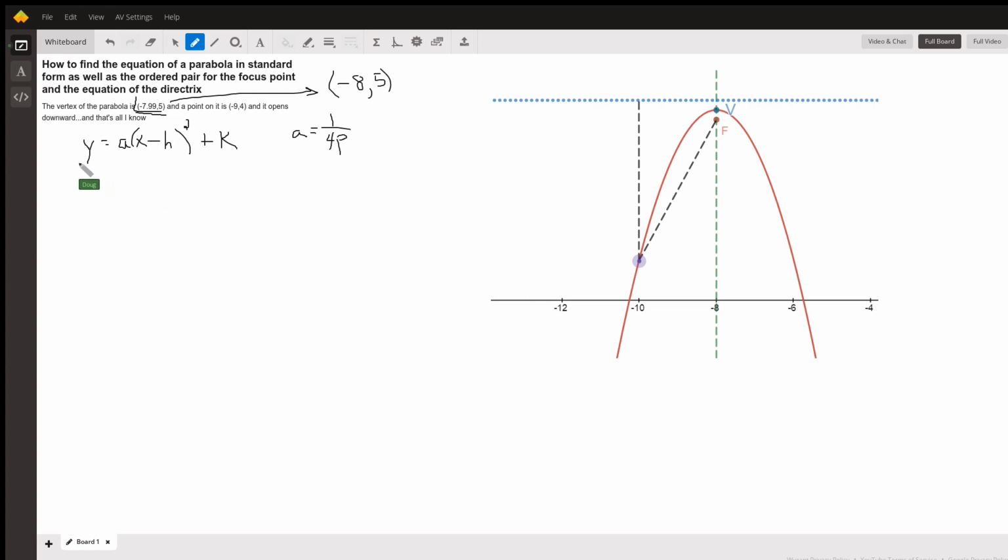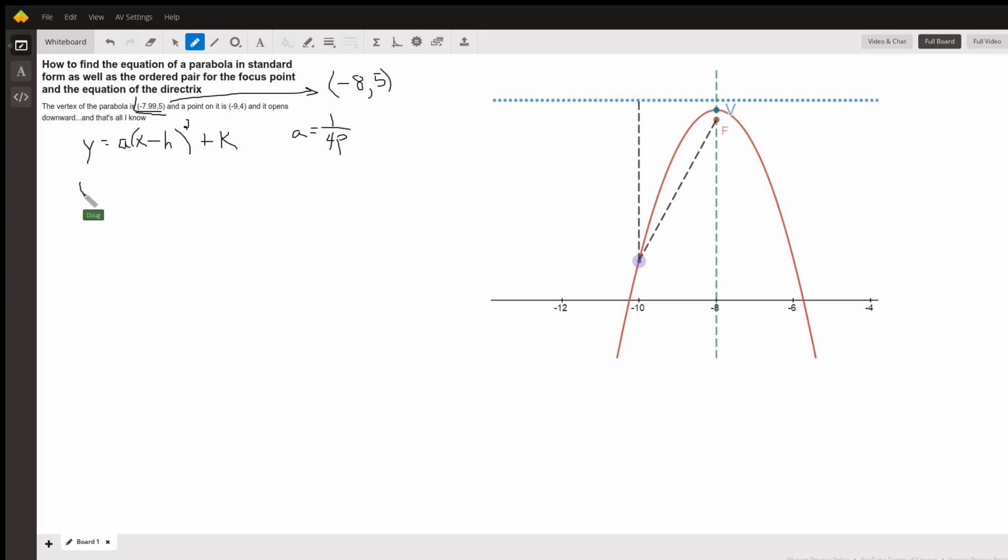So this is the vertex form for a parabola, where the vertex is at (h, k), and we know that a equals 1 over 4p, where p is the distance from the vertex to the focus, or the distance from the vertex to the directrix. This blue dotted line is supposed to be the directrix, but we'll get to that later. Right now, let's get the equation of that parabola.